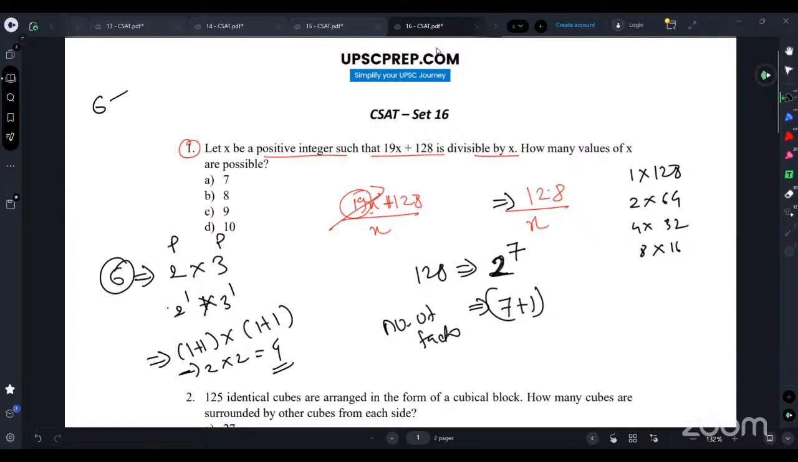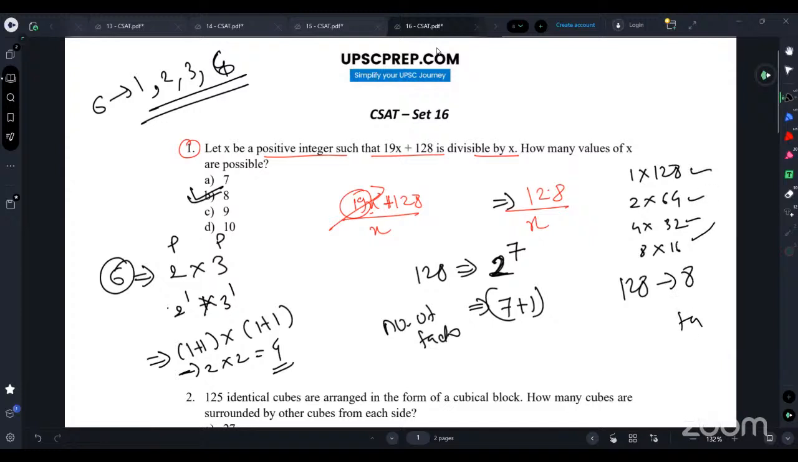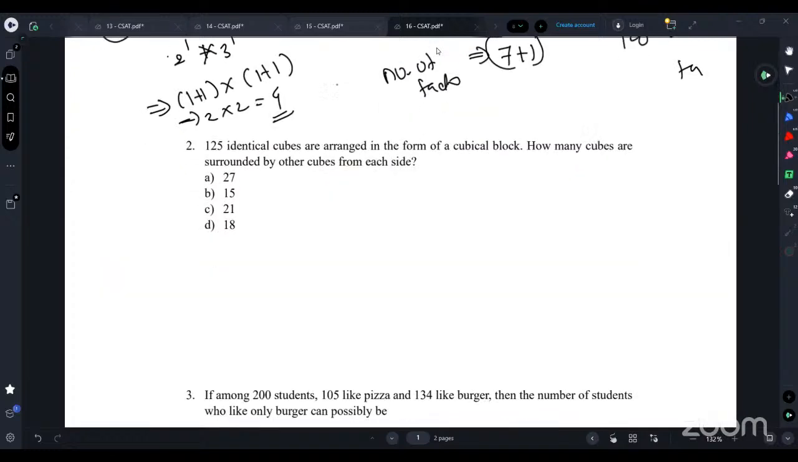And what are those? 6 can be divided by 1, by 2, by 3, and by 6. So these are the 4 factors of 6. First question is clear. So you have 8 as the correct answer, because 128 will have a total of 8 factors. And that I have written here. Okay, now let's see the next question.